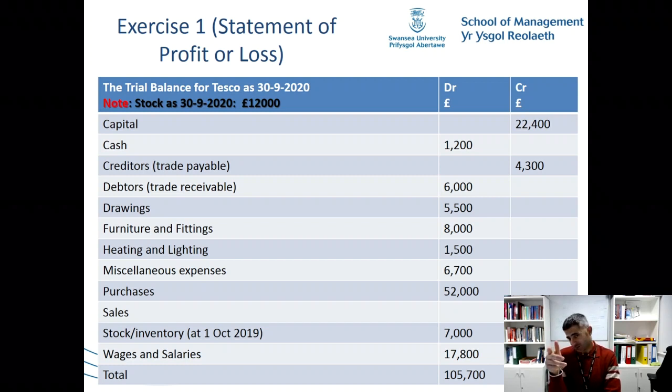Miscellaneous expense, from the name it's an expense, we're going to use it. Purchases, we're going to use it for the statement of profit or loss. Why? In order to prepare or calculate what's called cost of sales.